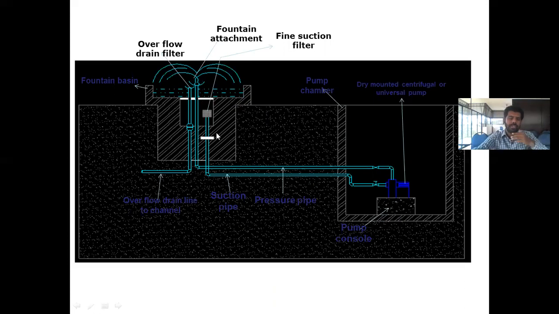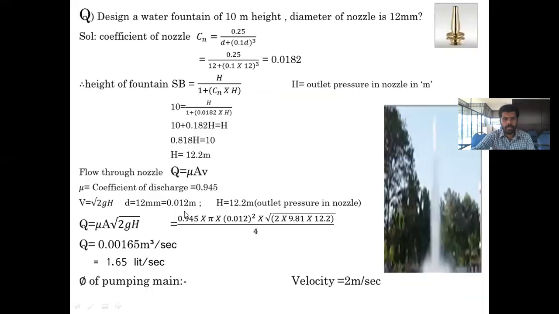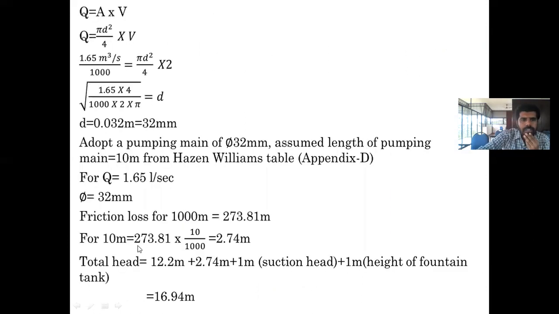So the total head will be this height plus this length plus this height plus fitting loss or friction loss. That will be the total pump head. So total head is 12.2 plus 2.74 plus 1 meter suction head plus 1 meter height of the fountain tank. When you add all those things, you'll get 16.94 meter as the total head.